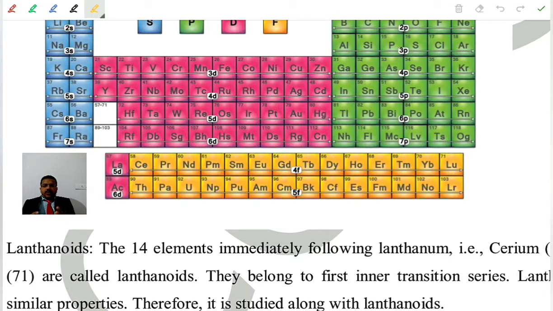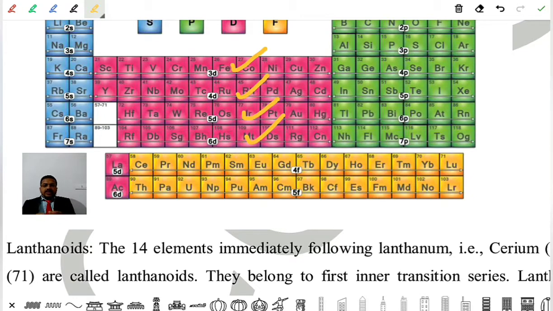Our next topic is the 4 transition series. That means the transition elements of the d block are further classified into 4. They are the 3d series, 4d series, 5d series and 6d series. So we'll be studying them in detail. The 3d series comprises elements from atomic number 21 to 30. To be specific, scandium, titanium, vanadium, chromium, manganese, iron, cobalt, nickel, copper and zinc. In those elements, the last electron will be entering the 3d orbital. That is why they belong to the 3d series.